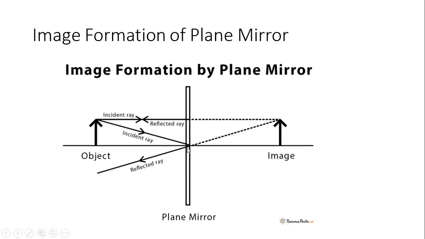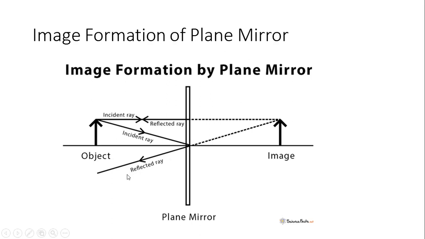Because the angle is not 90 degrees here, you need to draw the normal line. So this is the normal line. And then measure the angle between the incident ray and the normal line, so this angle. And then put the angle below the normal line, so you need to put it here and draw the reflected ray.